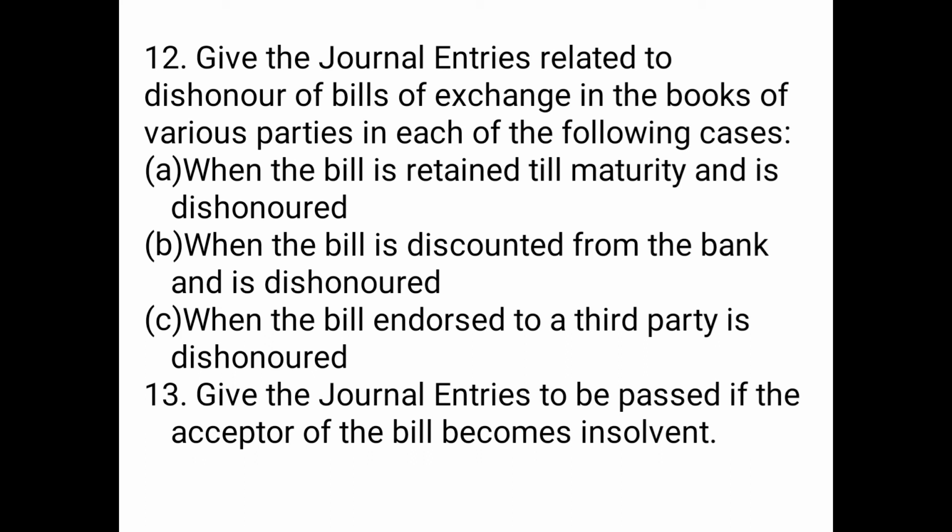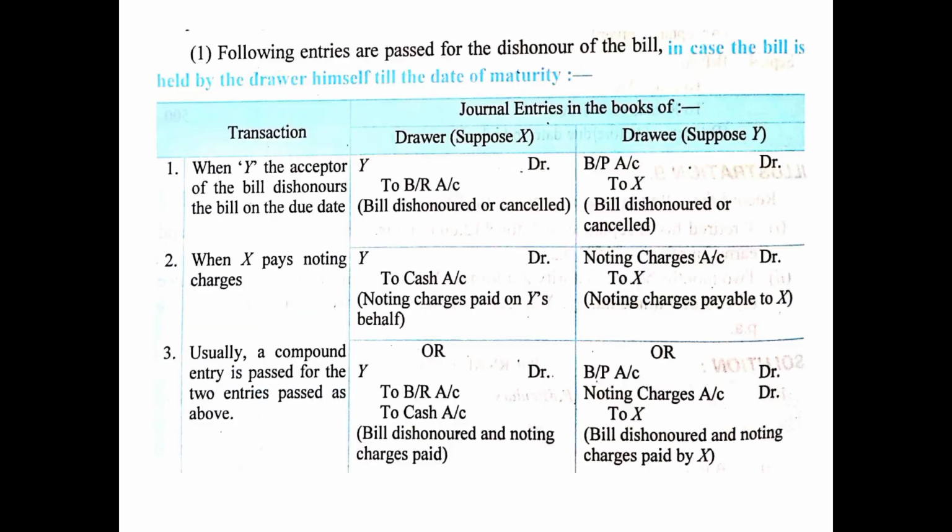Moving ahead, another question, children, you have to give the journal entries related to dishonor of bills of exchange. There we pass the entries for recording bill of exchange. Here we are passing the entries for dishonor in the books of various parties in each of the following cases. Case 1, when the bill is retained till maturity and is dishonored. Then when the bill is discounted from the bank and is dishonored. Then when the bill endorsed to a third party is dishonored. And question 13, you have to give the journal entries to be passed if the acceptor of the bill becomes insolvent. So for these questions also we have discussed the entries which you need to write.